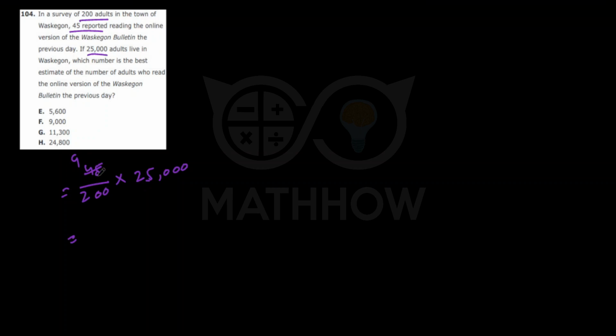5 nines are 45, 5 fours are 20, 5 zeros are 0. 0 will cancel out with this, and 4 ones are 4, 4 sixes are 24, 4 twos are 8, and 4 fives are 20. 9 multiplied with 625.